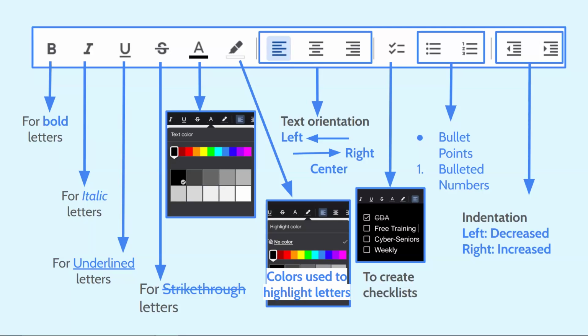So that's orientation: center, left, and right. And here we have bullet. This is actually to create a checklist, right? This one right here. Who knows what a checklist is?